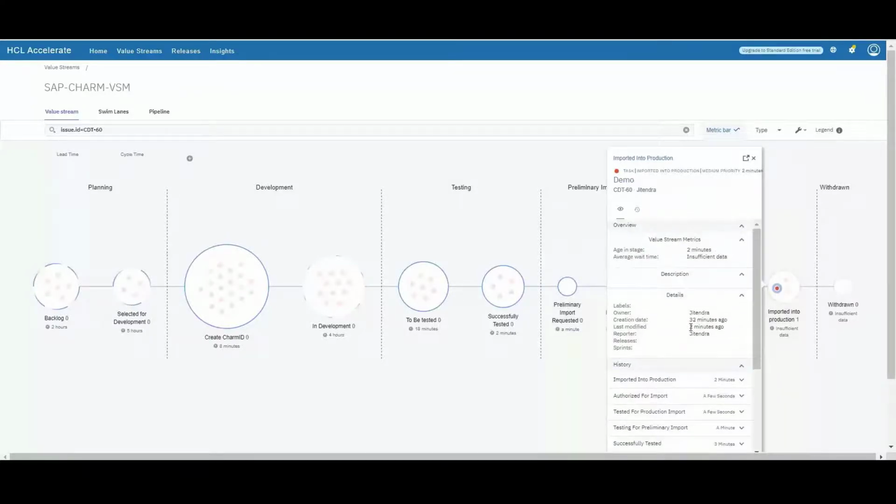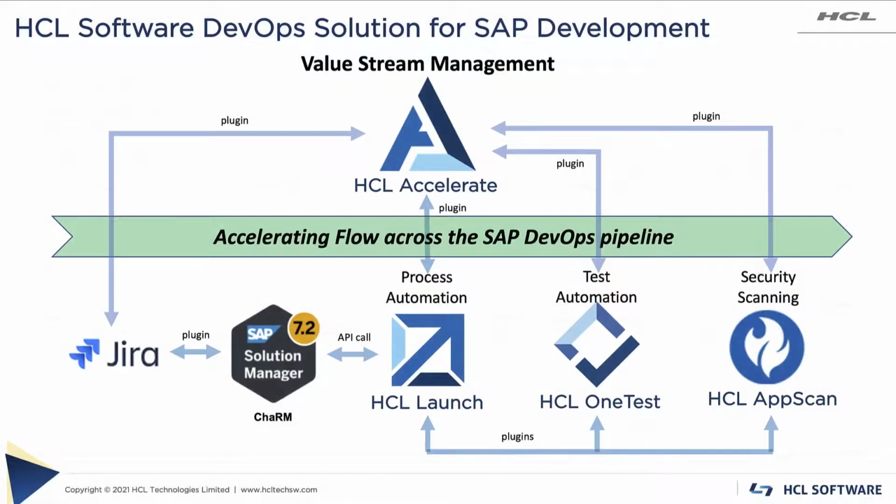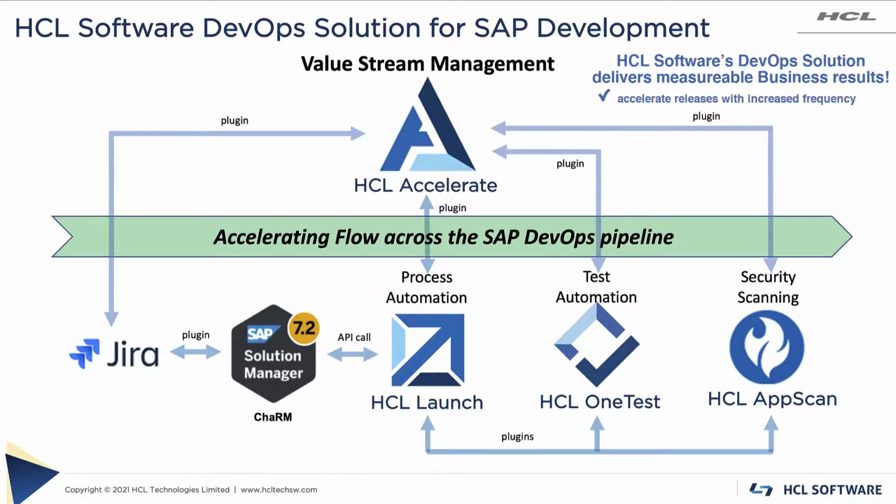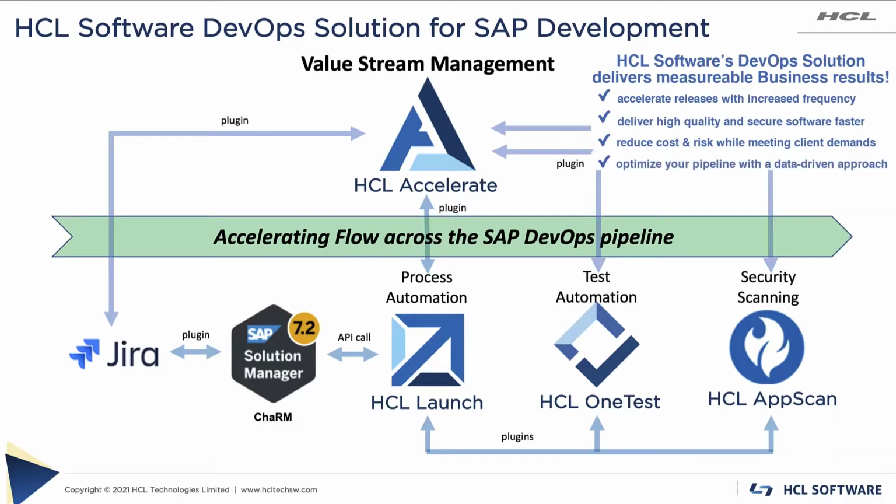Whether you are working in an SAP environment, non-SAP environment, or heterogeneous environment, HCL Software's DevOps solution delivers measurable business results and helps organizations achieve their objectives, whether that be accelerating releases, increasing quality, reducing business risk, or optimizing and scaling DevOps capabilities across the enterprise.